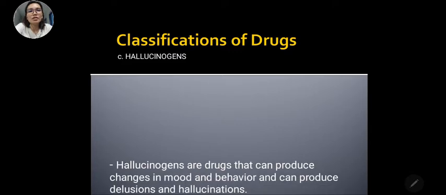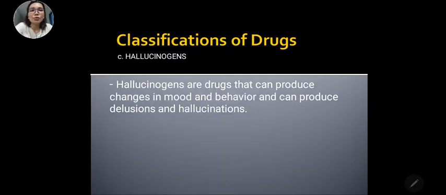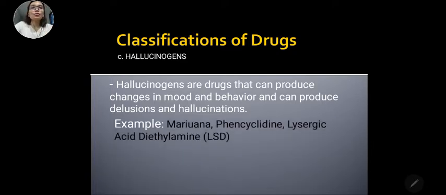Next are hallucinogens. These are drugs that can produce changes in mood and behavior and can produce delusions and hallucinations. Usually, yung sa mga party drugs, hallucinogens yung tinatawag doon na nagkakaroon ng hallucinations ng mga party goers. Minsan kasi inahalo pa nila sa alcohols, kaya nagkakaroon ng di magandang effect sa katawan nila. So, example is yung pinakasikat dito rin sa atin, aside from methamphetamine hydrochloride, is marijuana. Then we have others, the phencyclidine, lysergic acid diethylamide, or LSD.